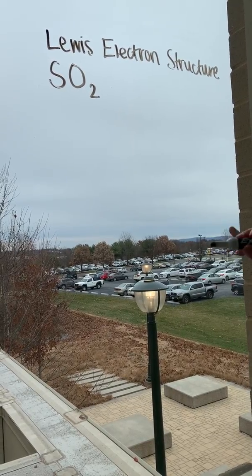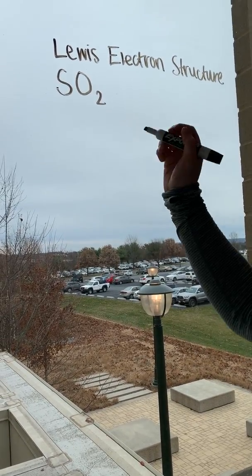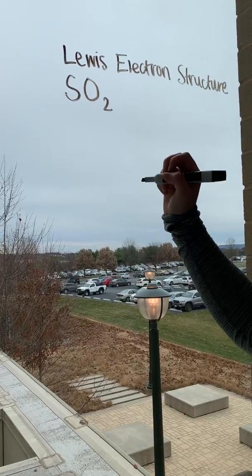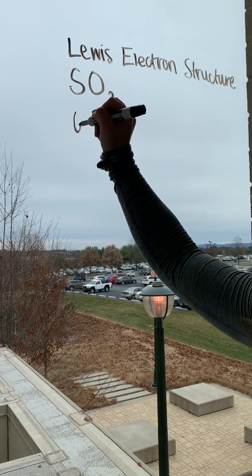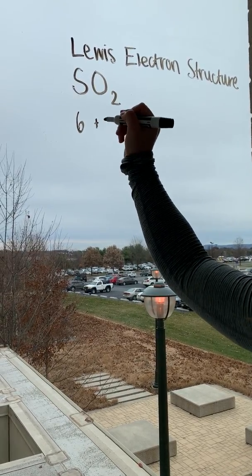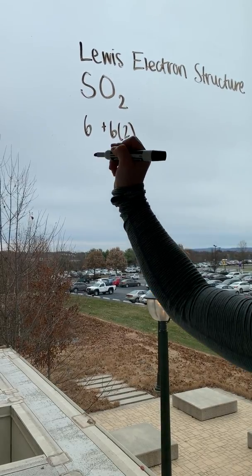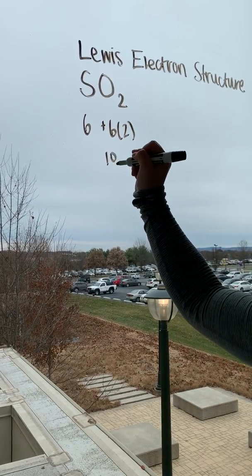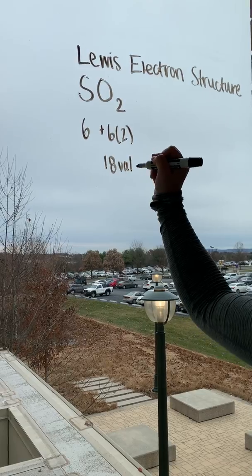So we're going to be doing the Lewis electron structure of sulfur dioxide. First we need to know the valence electrons it has. Sulfur has 6, each oxygen has 6, and there's 2 of those. So altogether we have 18 valence electrons.